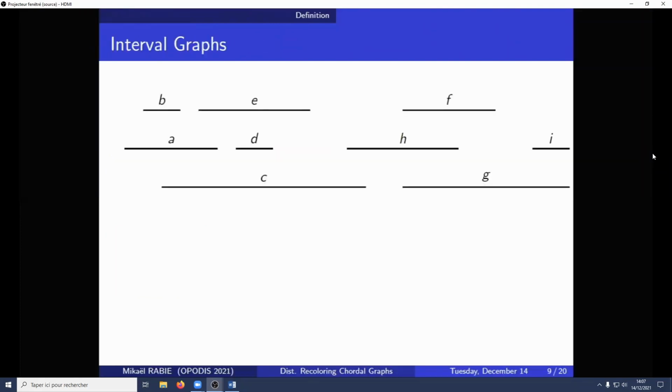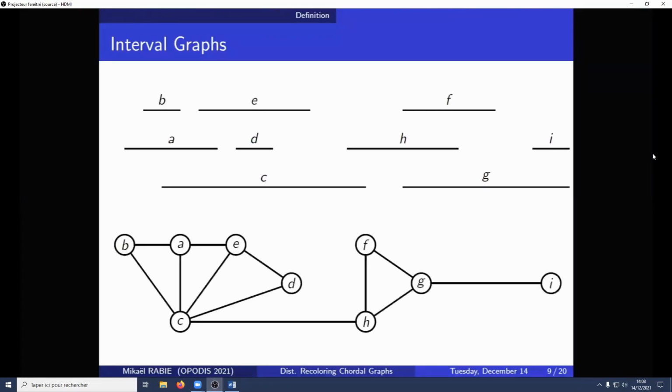So now let's focus on our results on interval graphs. But first, what is an interval graph? It's quite straightforward. Each node corresponds to a subinterval of R. If 2 intervals intersect, then the corresponding nodes are neighbors. For example, with these intervals, we get the following graph.